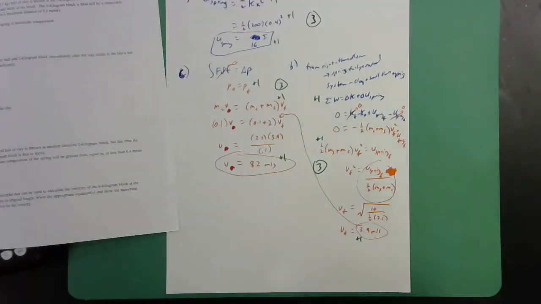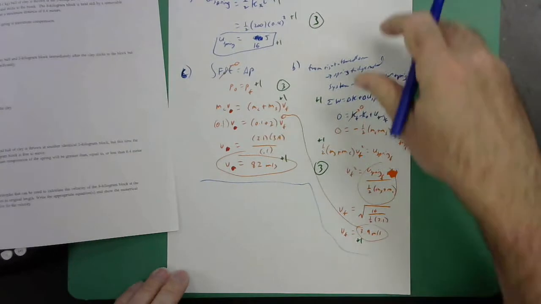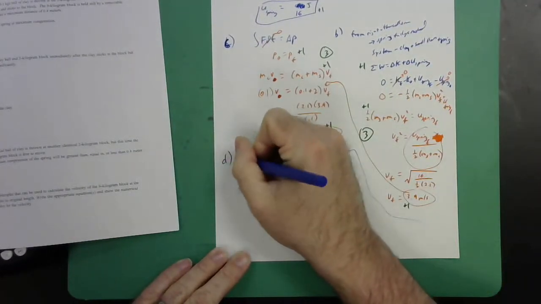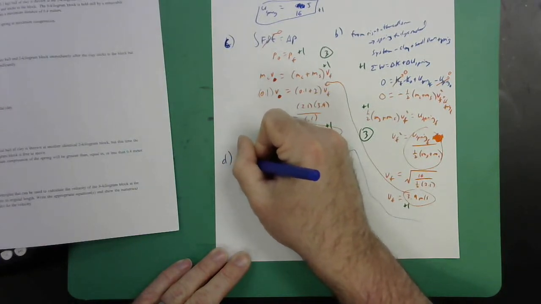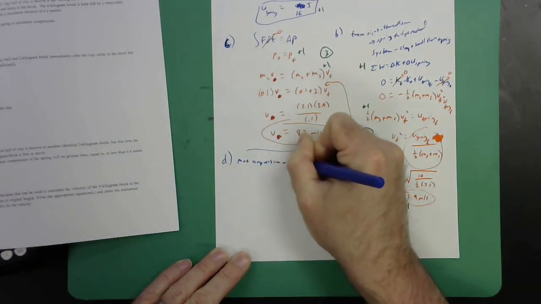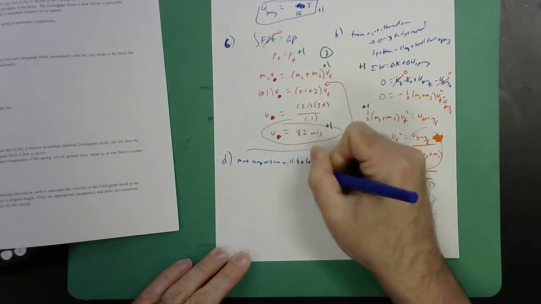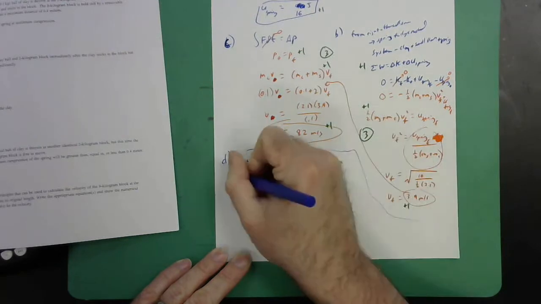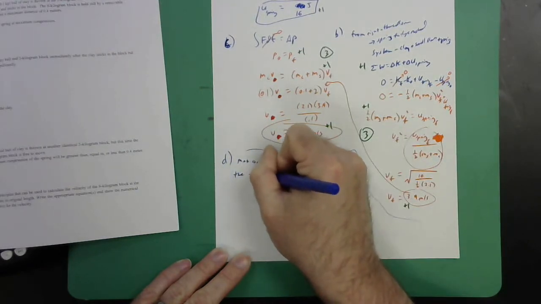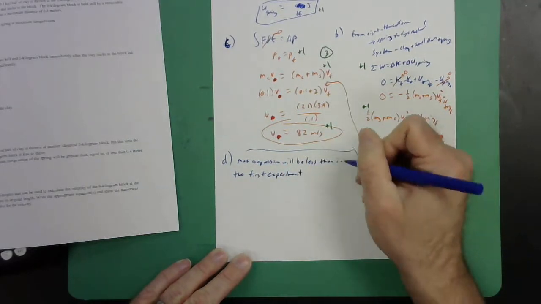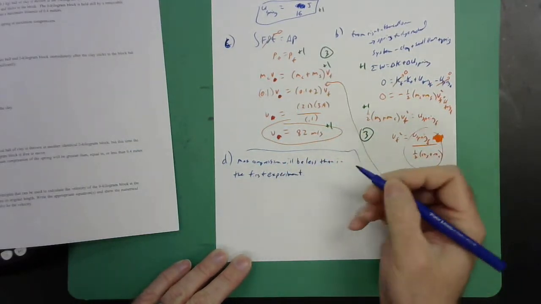For part D, I'm not going to be able to squeeze this whole thing on this page, am I? Well, maybe I will. Probably not. Part D, I'm going to say, first of all, that max compression will be less than in the first experiment. Make it clear which one you're saying is going to be less. All right, it's less than in the first experiment.